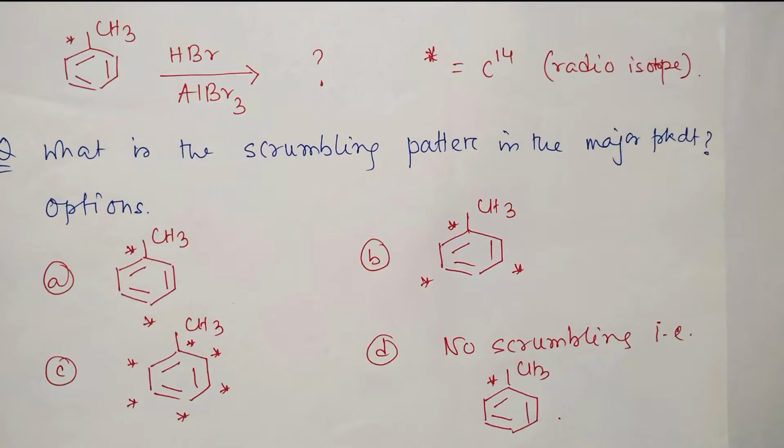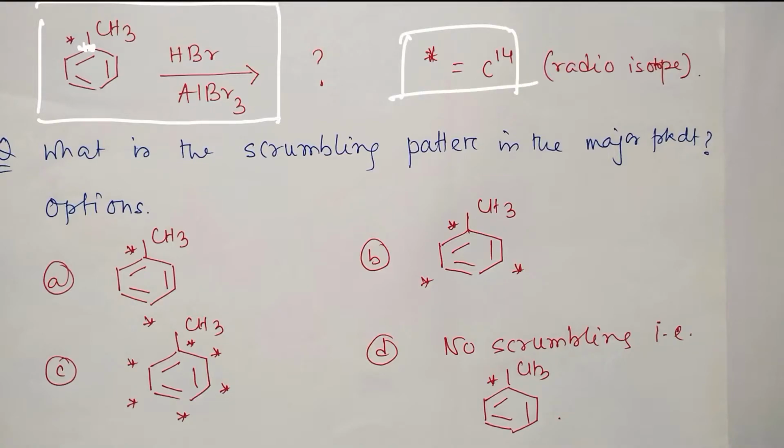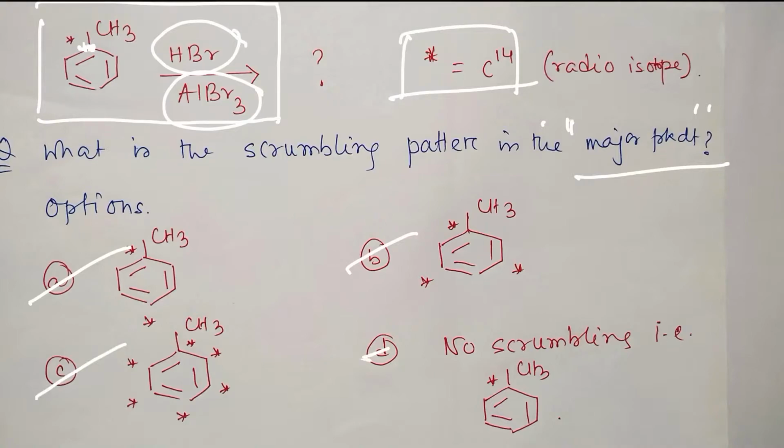In today's lecture, we are going to discuss a multiple choice question about a radioactive scrambling pattern through a particular reaction. You can see the question in front of you. This star mark means this carbon contains a radioactive element, that is the carbon-14 radioisotope. In presence of HBr and AlCl3, if you carry out the reaction, sometimes with slight heating, what will be the major product? For that purpose, 4 options are provided in front of you. You have to find out the right answer.